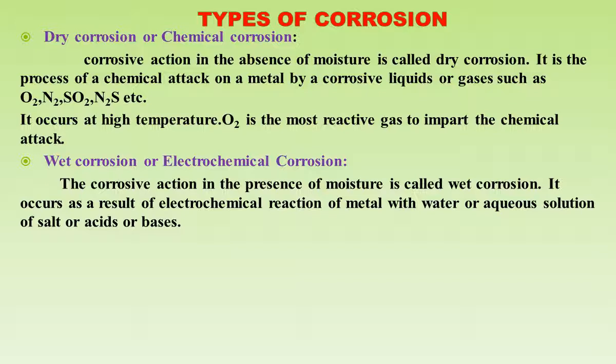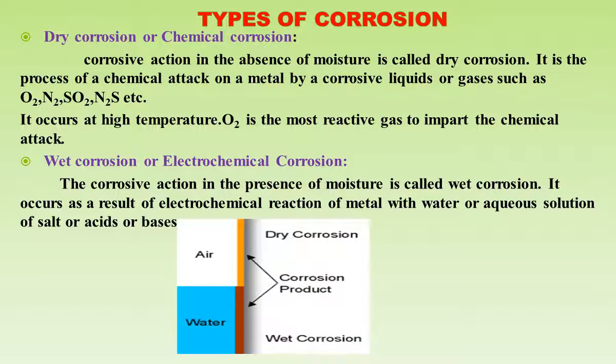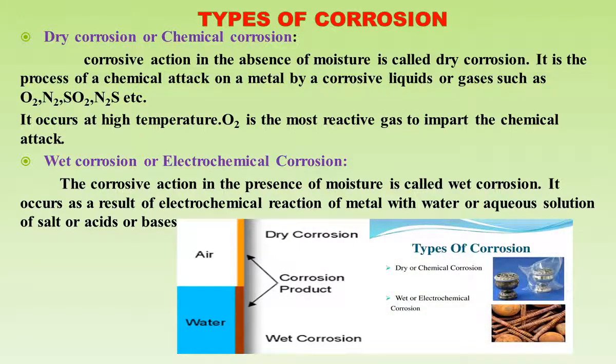First one is dry corrosion, a chemical corrosion. It takes place in the absence of moisture, through chemical attack by corrosive liquids or gases such as oxygen, nitrogen, sulfur dioxide. But in wet corrosion, the corrosion takes place in the presence of moisture, where water or an aqueous solution of salt, acid or bases reacts with the metal. Air means dry corrosion, water means wet corrosion.